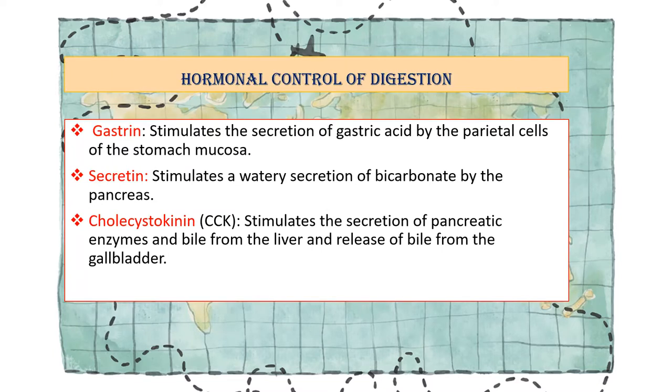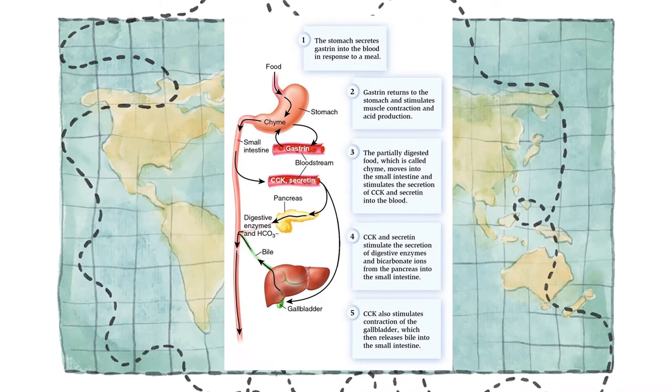Food digestion is also controlled by a few hormones such as gastrin, secretin, and cholecystokinin. The function of gastrin is to stimulate the secretion of gastric acid by the parietal cells of the stomach mucosa, while secretin stimulates a watery secretion of bicarbonate by the pancreas. And cholecystokinin, also called CCK, stimulates the secretion of pancreatic enzymes and bile from the liver and the release of bile from the gallbladder. So this is how these hormones act on the digestive organ system.